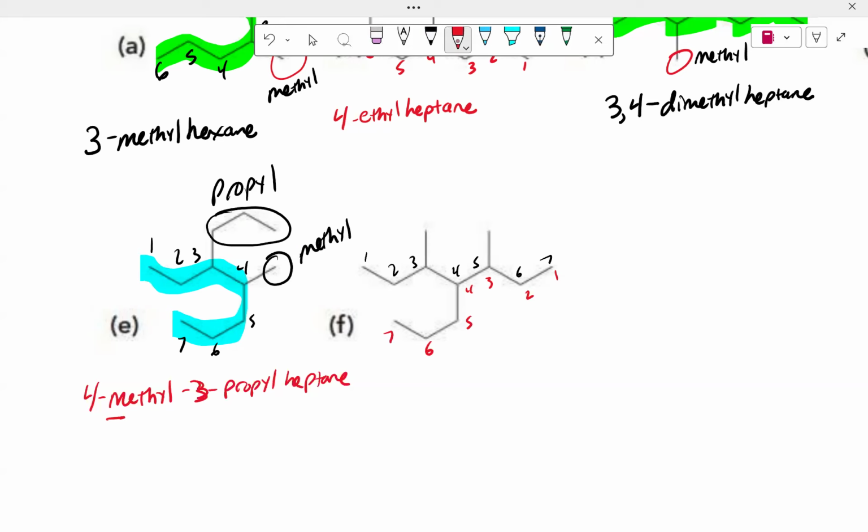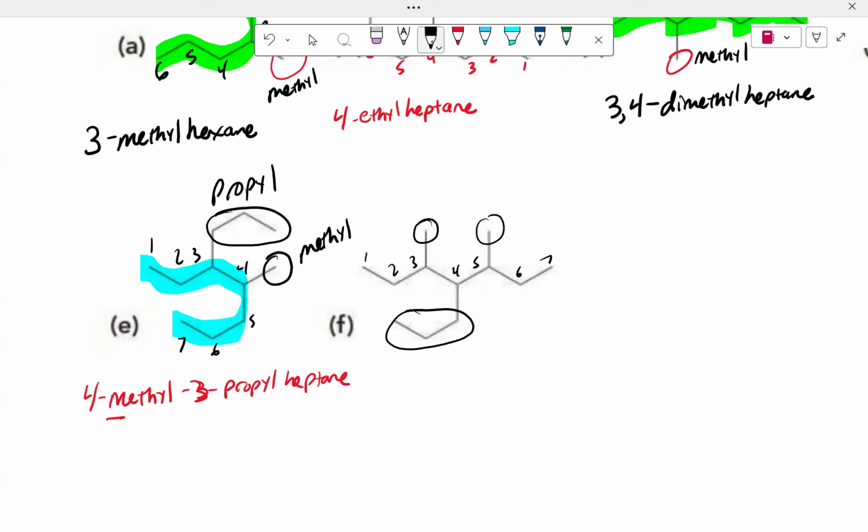So what do I choose? I'm going to choose the pathway that gives me more substituents. If I choose the red pathway, I'm only going to have 1, 2 substituents. If I choose the black pathway, 1, 2, 3 substituents. So the rule is that the parent chain I go down is going to have more substituents. That's the pathway I want to go through. So I'm not going to do that one.